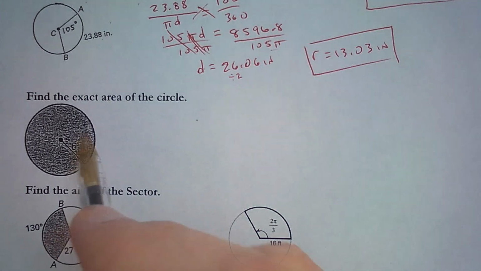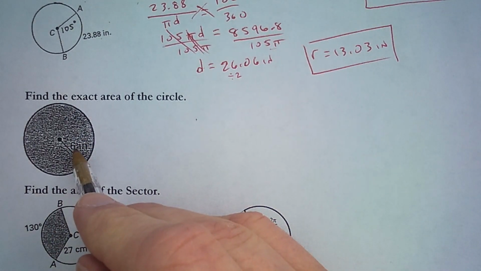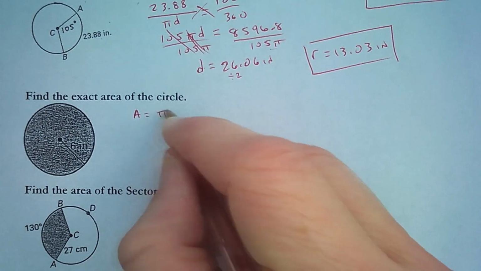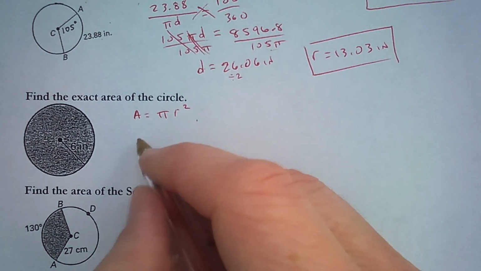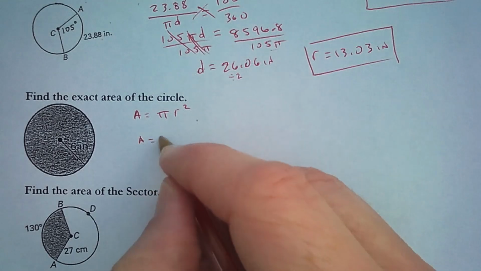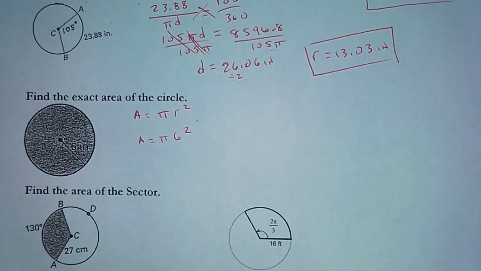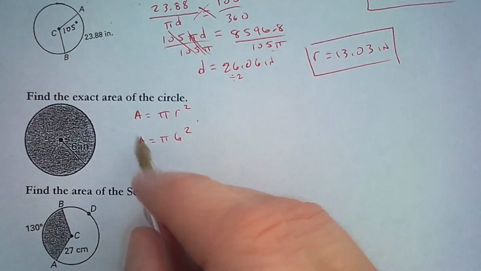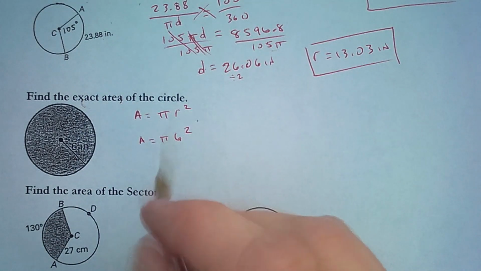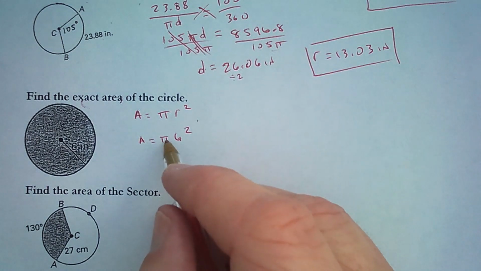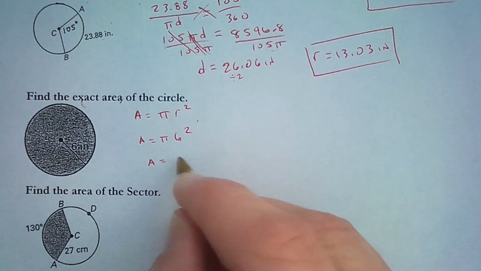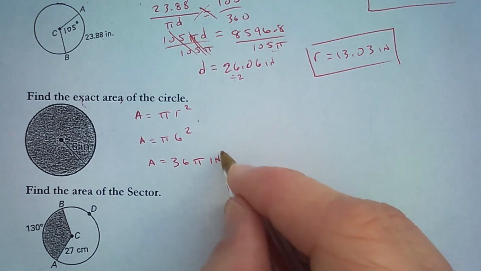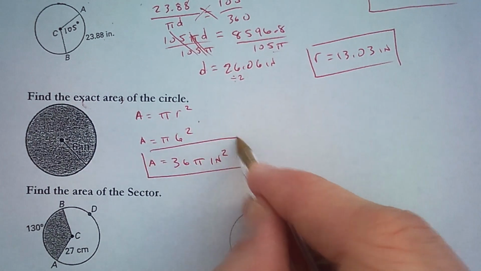Find the exact area. This doesn't really show up very well, but that's 6 inches for the radius. The area of a circle is pi r squared. The area of this circle is pi times 6 squared. Okay, the radius is 6, so we've got 6 squared, which is 36. Exact means don't actually multiply it by pi in your calculator, leave the pi on paper. So the area is 36 pi, and then it is inches squared.